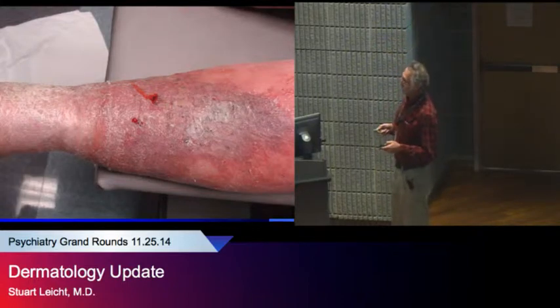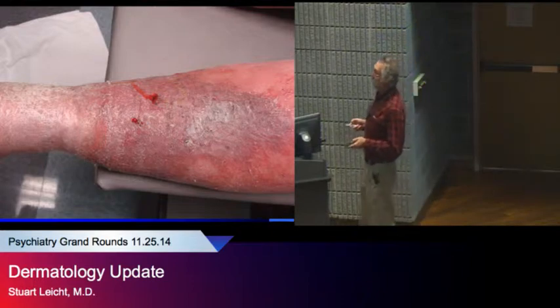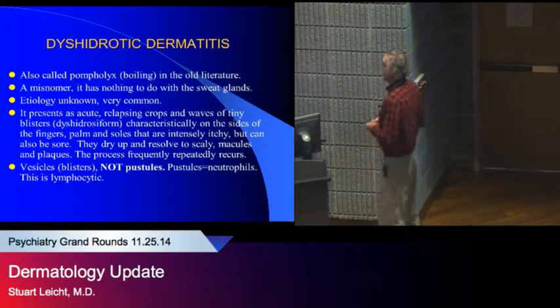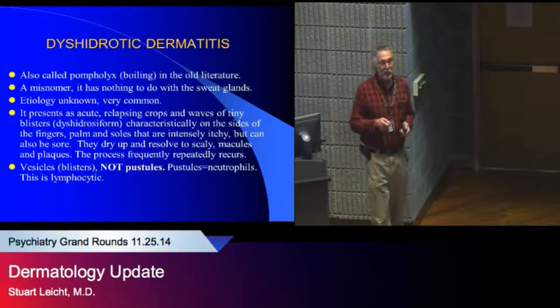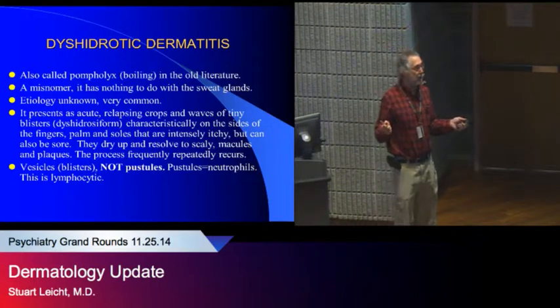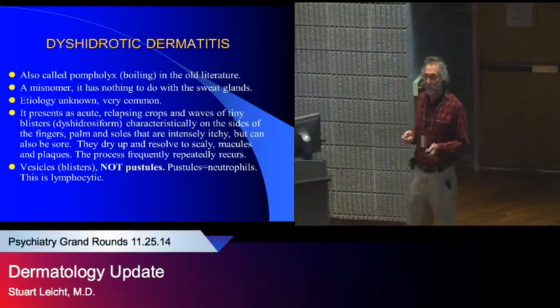All right. More stasis dermatitis: marked swelling, edema, itching, acute onset. Dyshidrotic dermatitis. This goes by the old name of pompholyx. 25% of people have this. And we'll describe that, and I'll ask you how many people have had that.